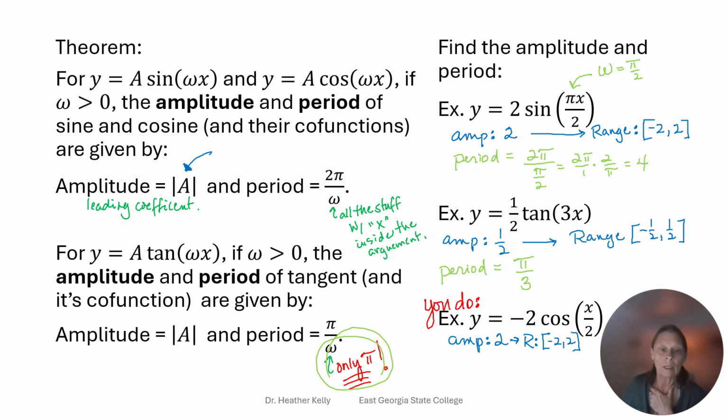All right, and then the period here is 2 pi divided by, and what is the number here? That is 1/2. So that makes the period 4 pi. The pi didn't cancel this time when we flipped it over.